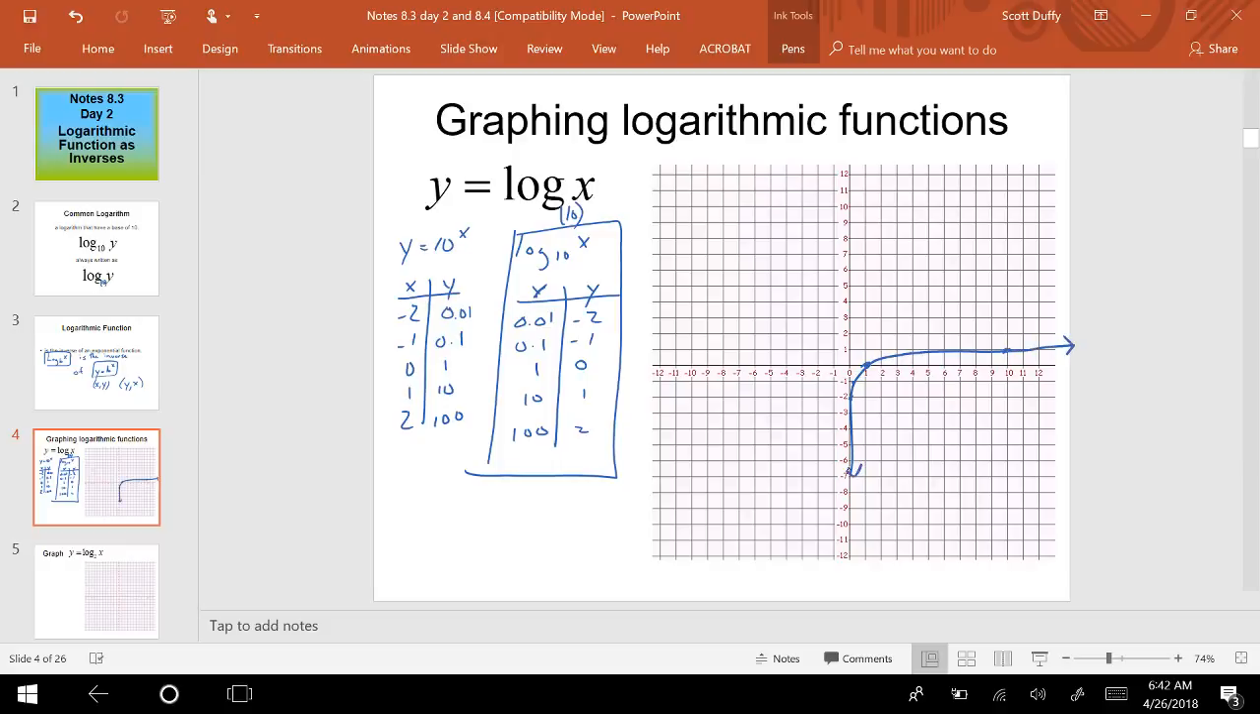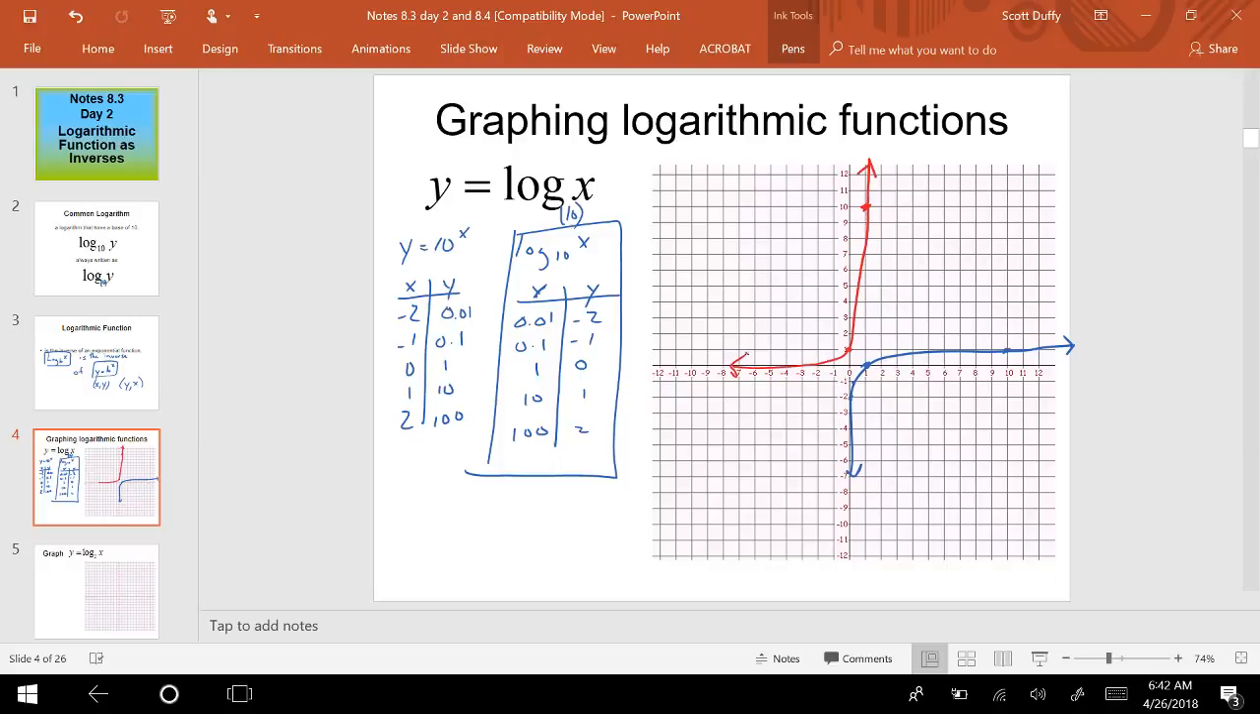Keep going. The original function, if I had graphed it, we'd have negative 2, 0.01, that would be right there. Negative 1, 0.1, 0, 1, 1, 10, and then 2, 100. So it would look like this.